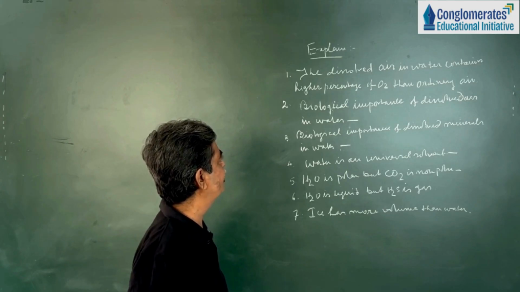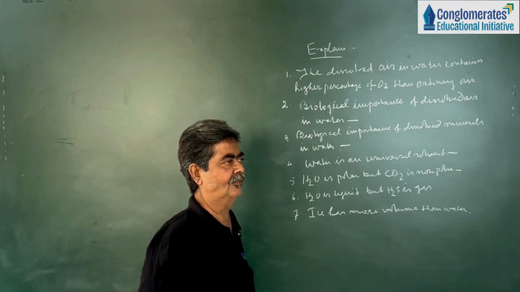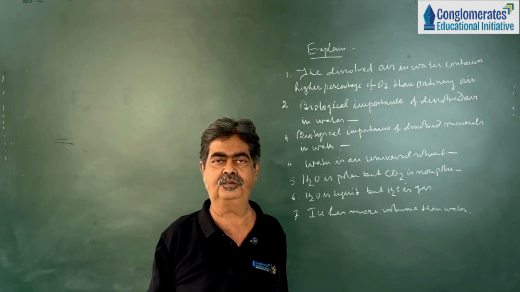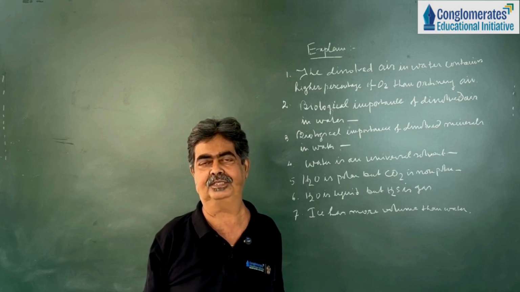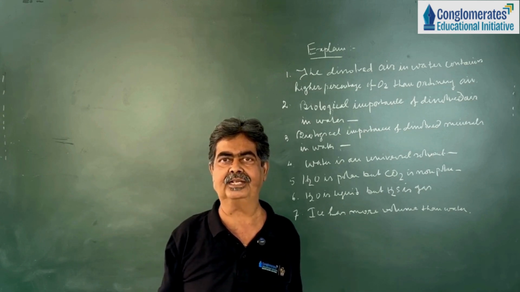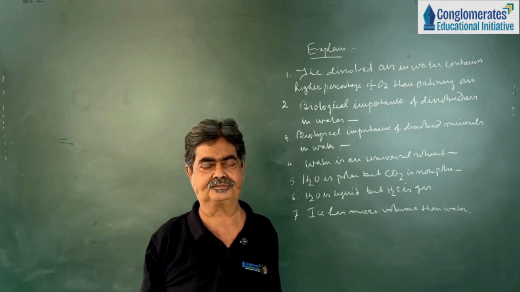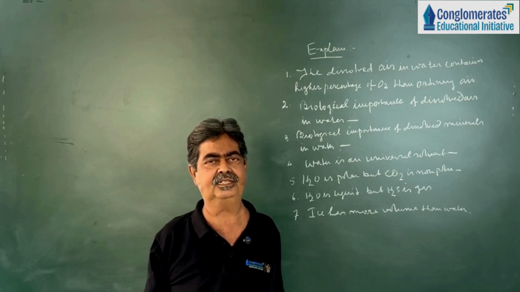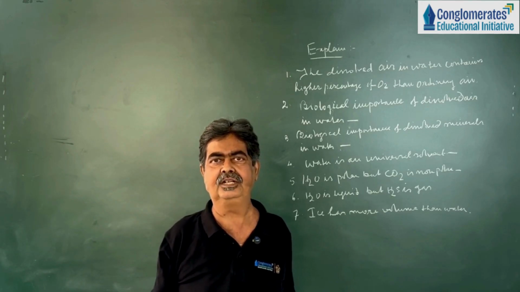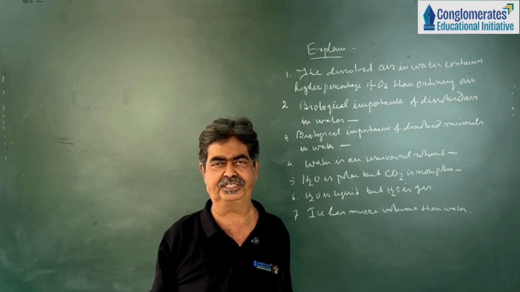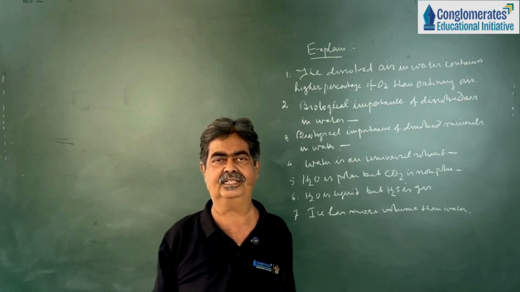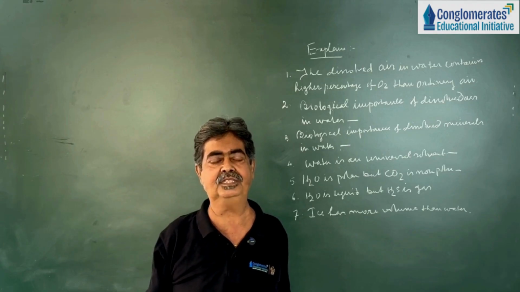Second question, biological importance of dissolved air in water. Now, what is the importance of dissolved air in water? Now we know that dissolved air contains oxygen and small amount of nitrogen, but mainly dissolved air contains oxygen, and this oxygen helps the living organism to survive for the respiration. So living organisms means aquatic animals, aquatic plants, etc. They survive because of the dissolved air, because dissolved air contains dissolved oxygen.